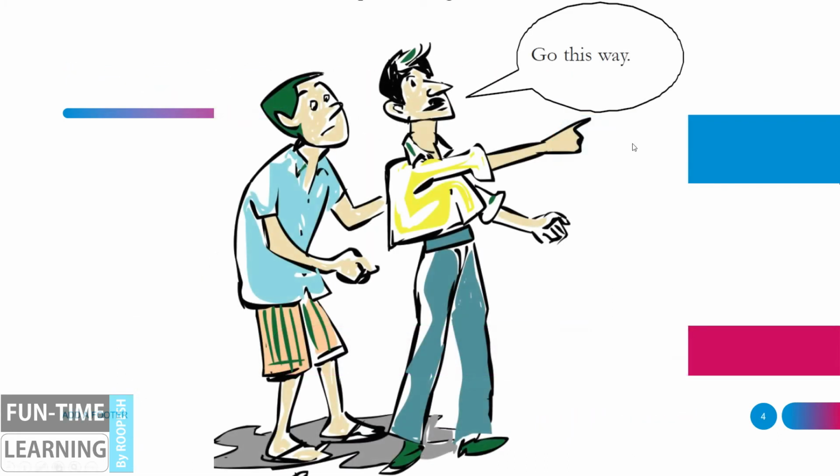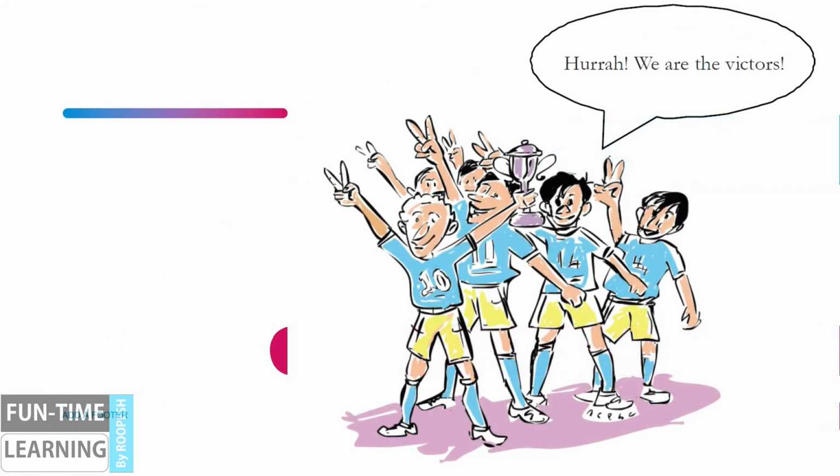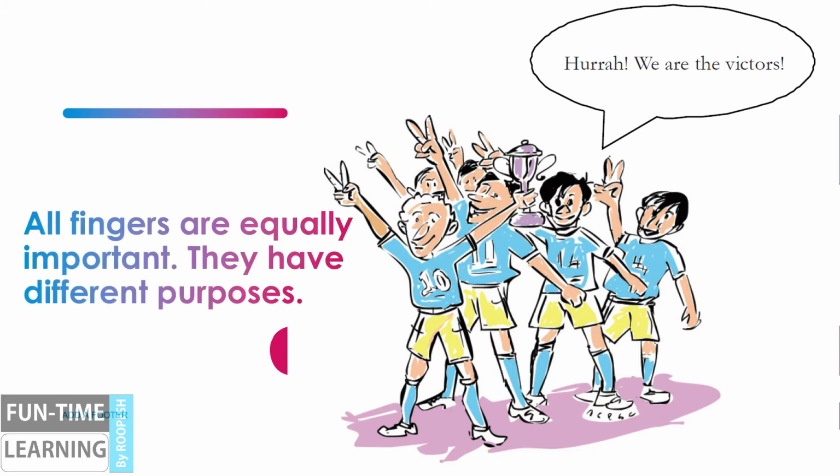Look at this. Which finger is he using to point to that direction? Go this way. Which finger is he using? What about this picture? All the best. Which finger is he using? And what about this one? They are using 2 of their fingers to communicate something. Hooray, we are the victors. They are showing the letter V with their fingers.